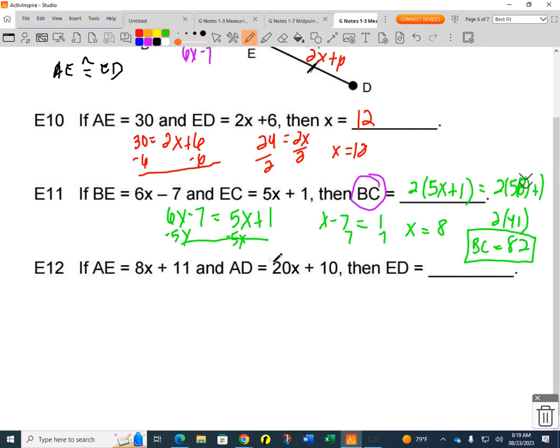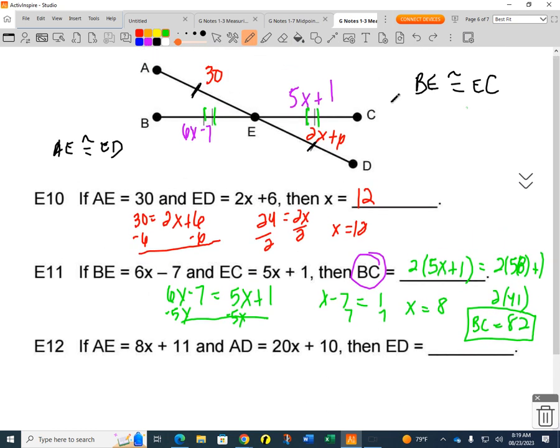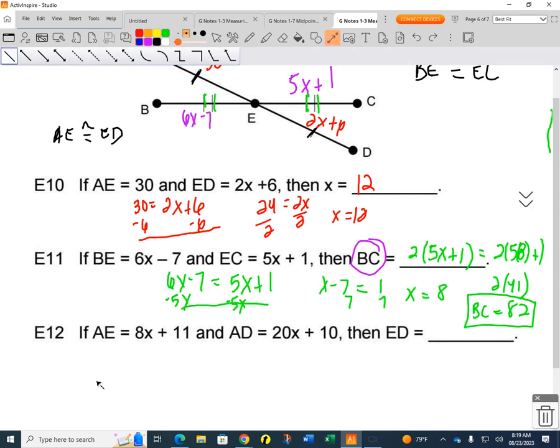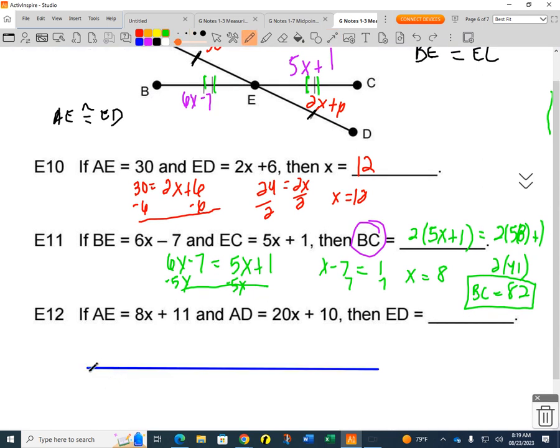Okay. Last but not least, this is one of those times that I'm going to draw a new line. I've already written all over AD, so now I'm going to make my own AD. So I'm going to make a new line, and that's what I'd like for you to do on yours. So if you did not do that, let's do that. Now we know that this is congruent. And you notice I did not draw it at an angle. It doesn't matter. It doesn't have to be drawn at that angle.